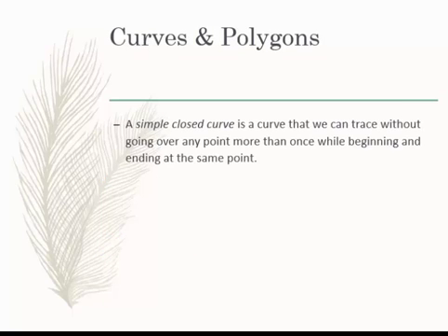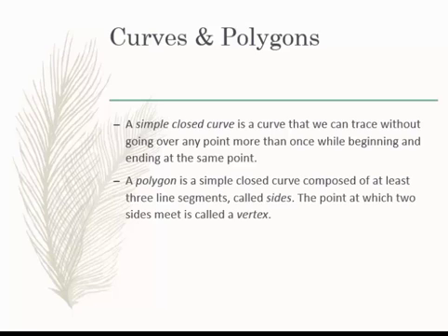Now we get to curves and polygons. A simple closed curve is a curve that we can trace without going over any point more than once, while beginning and ending at the same point. So kind of think of a circle. With that definition, it sounds like a circle, right? This is the definition of a circle, pretty much. There are some other key aspects to define a circle, but this is a simple definition. Okay?